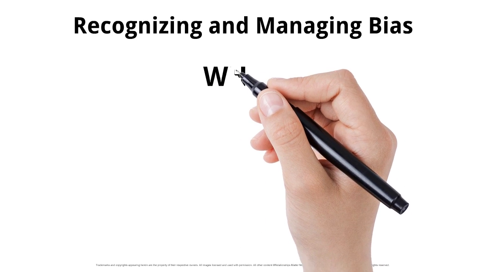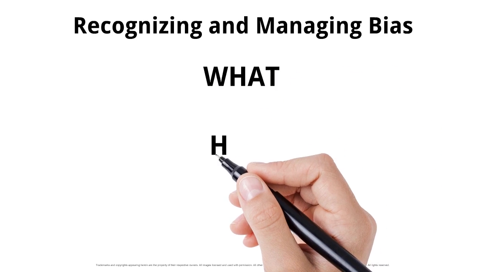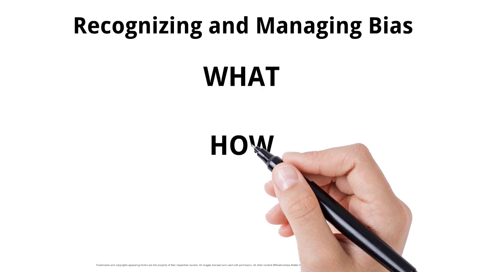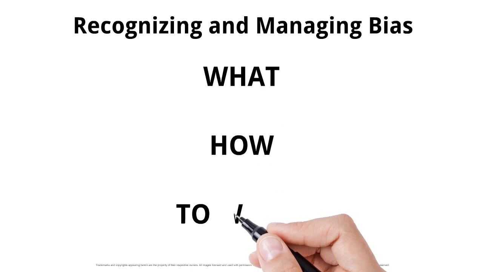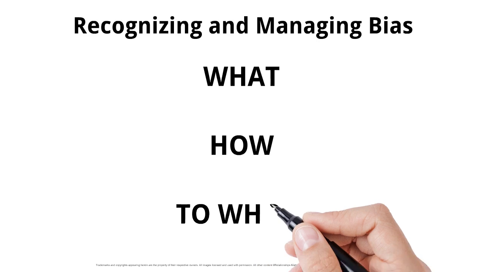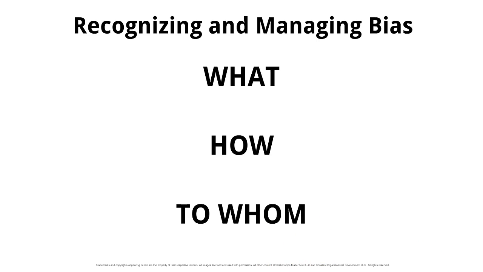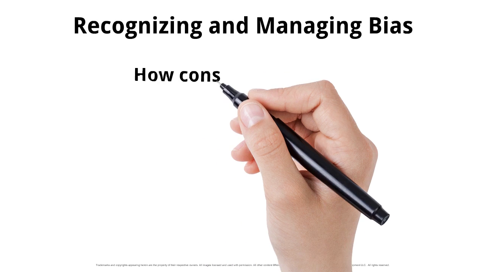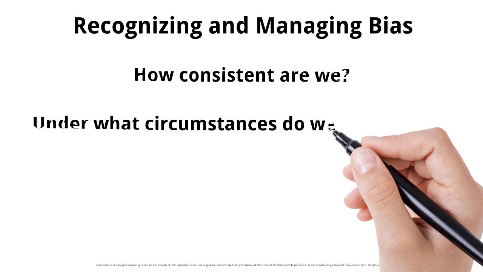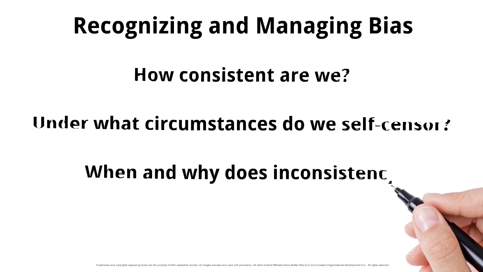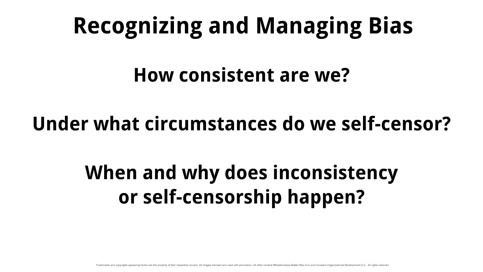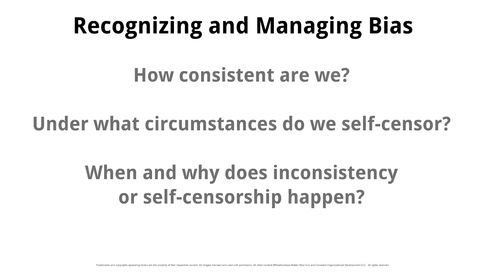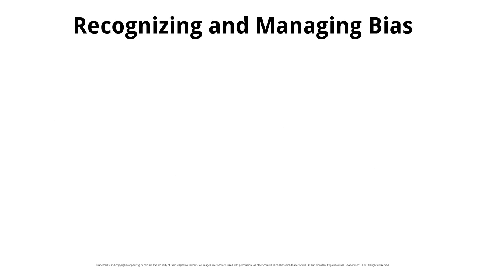Another way to recognize and manage bias is to examine our language. The way we express ourselves through words can reveal a lot about our biases and help us consider how we manage them. We can examine language in several ways: what we say, how we say it, and to whom we say it. As we examine our language, we can ask ourselves, how consistent are we? Under what circumstances do we self-censor? When and why does inconsistency or self-censorship happen?